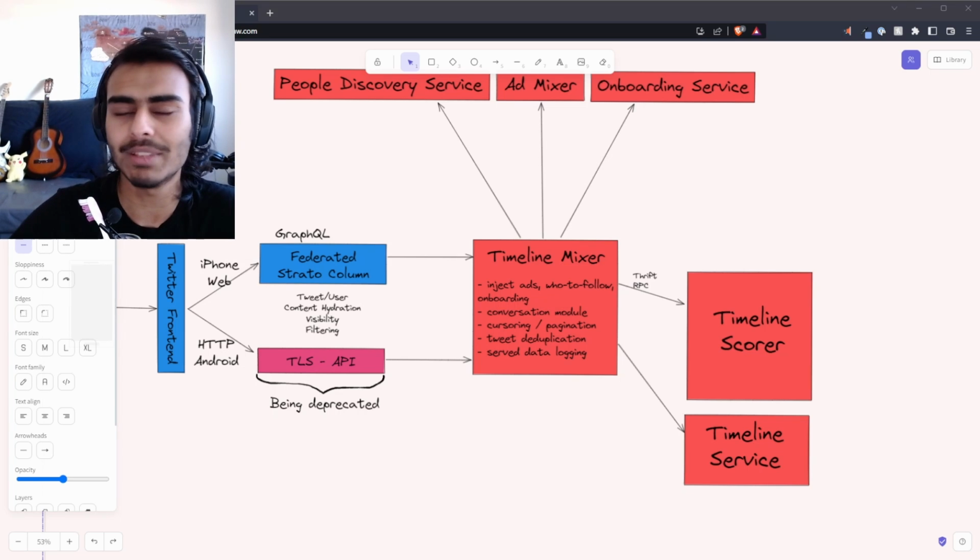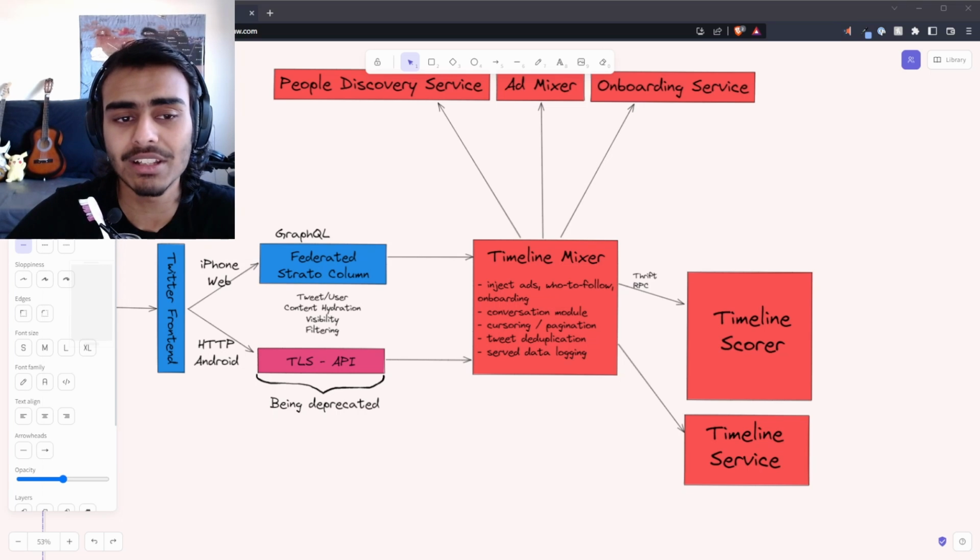They also use something called Finagle for networking all of their services together. Finagle allows any kind of RPC protocol on top of it, so Thrift or HTTP or gRPC or any other RPC protocol that you might want to use. You can use that on top of the Finagle networking system.